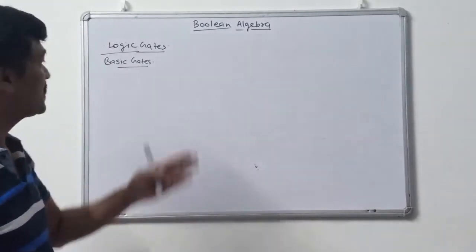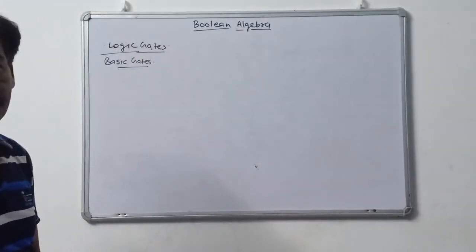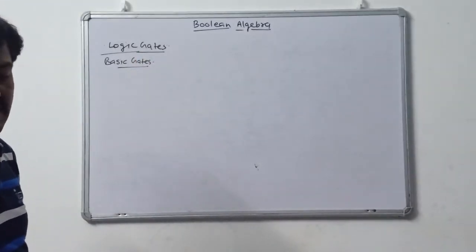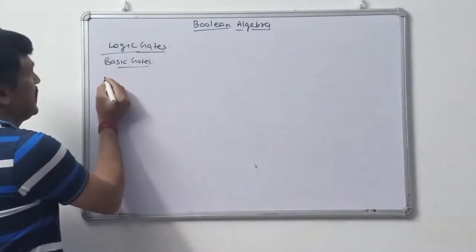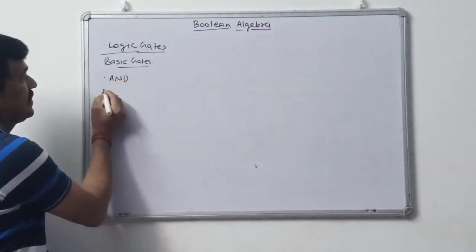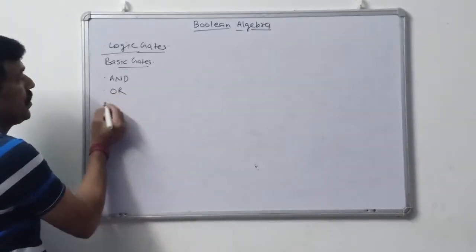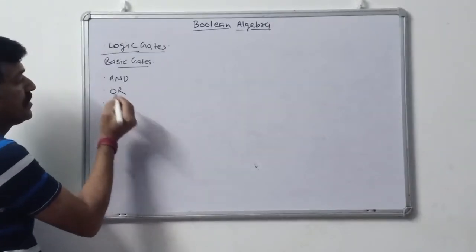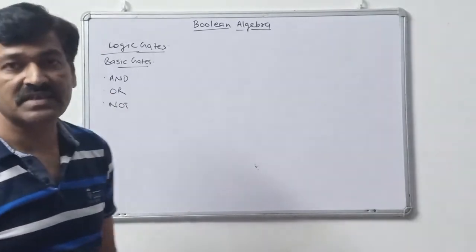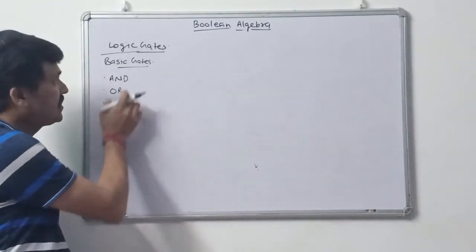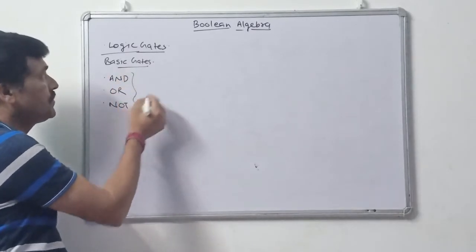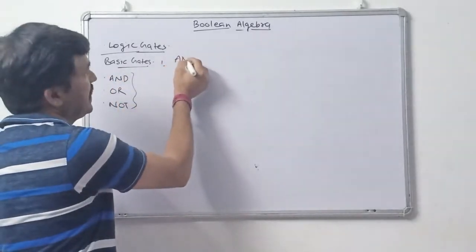First of all, we will discuss basic gates today. There are three basic gates: AND, OR, NOT. Three basic gates. We will start from these gates in this video. The number one is the AND gate.